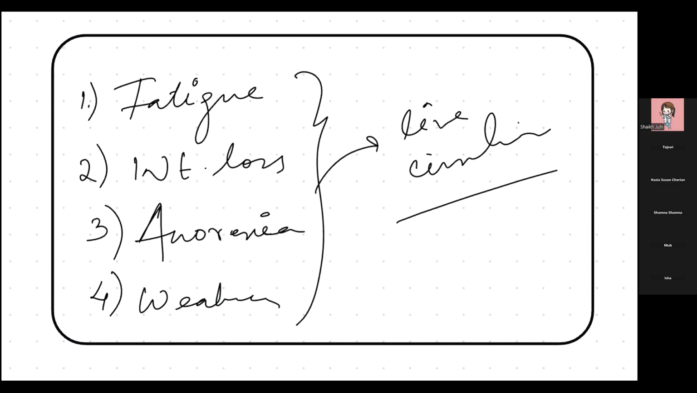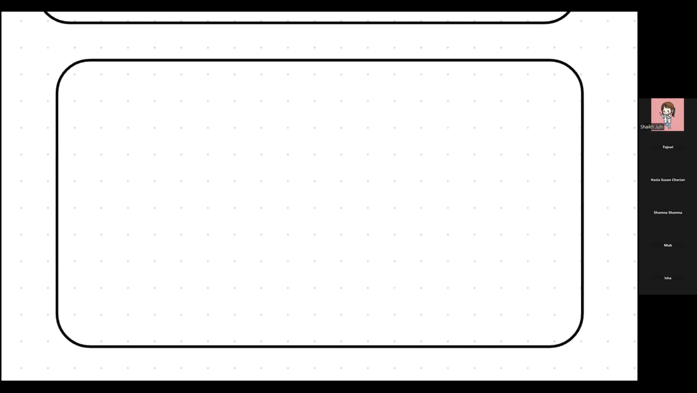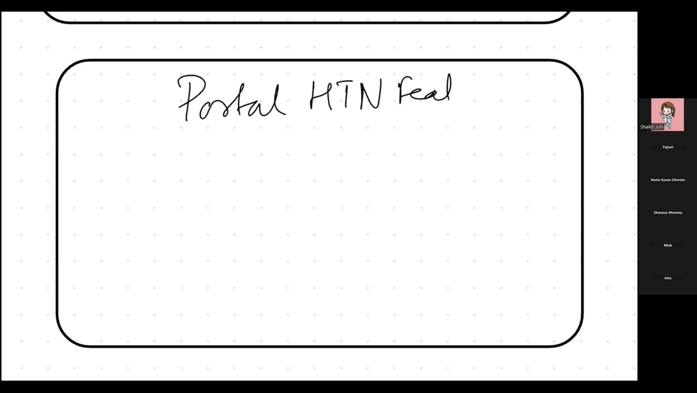Okay, now another symptoms, these are very interesting ones. Let's see what are the other symptoms. Another symptoms can be portal hypertension features. Now, what are portal hypertension features? This is what we discussed right now. What was that? Whenever there will be backflow of the blood.